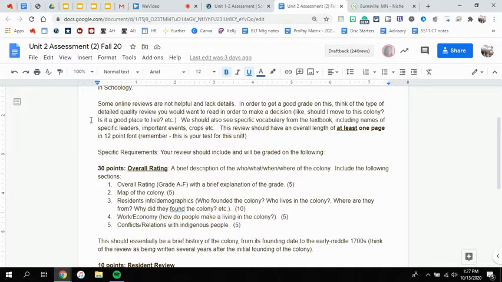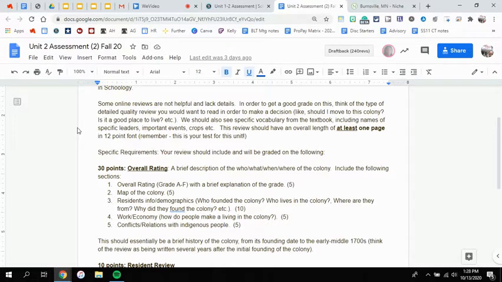So, in order to get a good grade, you're going to think of the kind of detailed quality review you would want to read in order to make a decision like, should I move to this colony? Is this a good place to live? What are some of the issues here? So we're looking for specific vocab from the textbook, any names of leaders, important events that have happened in the early period of your colony, the crops that they grow to make money on, whatever their economy looks like. That's the stuff that we're going to see in this review.